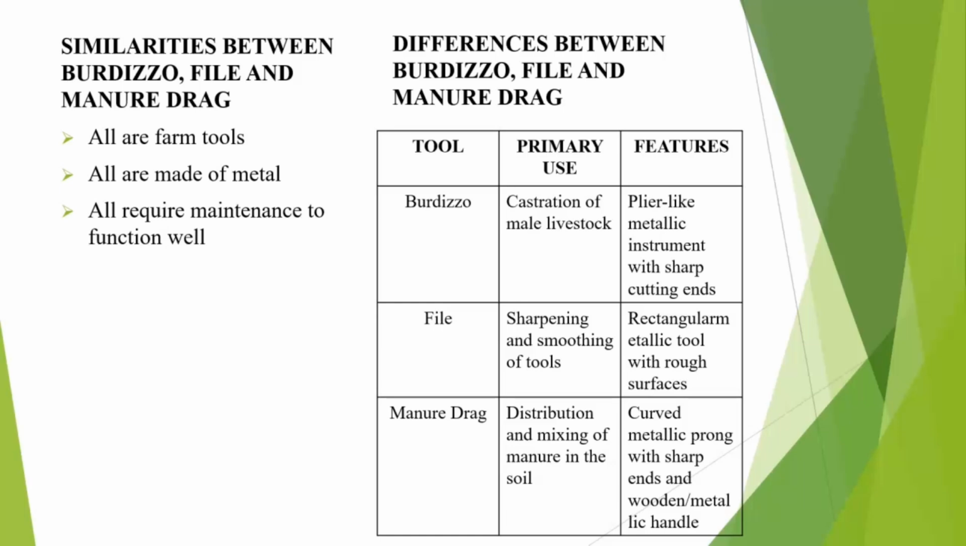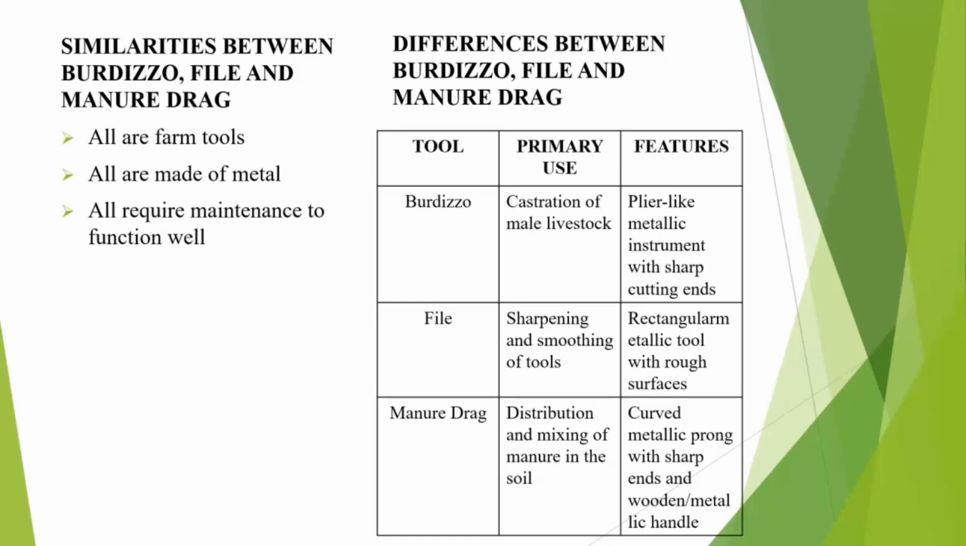Next, they could also tell you to tell them the difference between any of those three specimens, either between specimen A and B, specimen B and C, or A and C. So I gave you a general difference between the three of them. Number one is in terms of what they are used for. The Burdizzo is used for the castration of male livestock. A file is used for sharpening and smoothing of tools. And the manure drag is used for distribution and mixing of manure in soil.